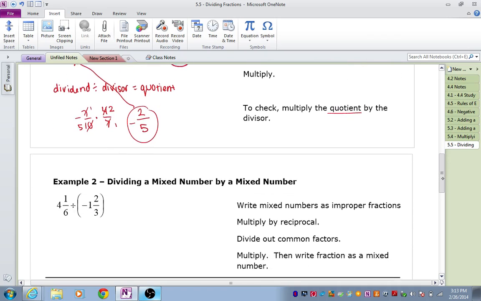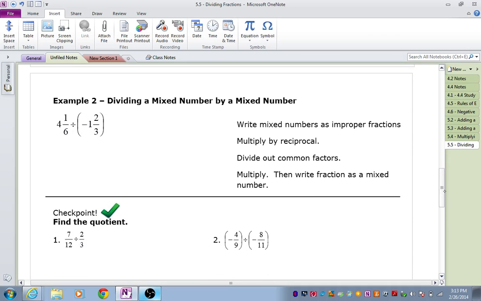Okay, flip your paper over. Let's divide some mixed numbers. Now, just like when we did multiplication, before we can divide mixed numbers, we need to change them to improper fractions. Okay, please, please, please do not do this. This is not what I want to see. Do not write this down. Do not keep 4 1/6 and change this to multiplication and then say, well, reciprocal of 2/3 is 3/2, and then go from there. No. You have to change to improper fractions before you can flip.